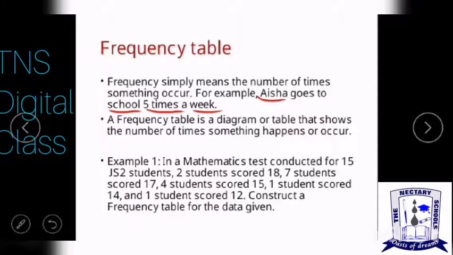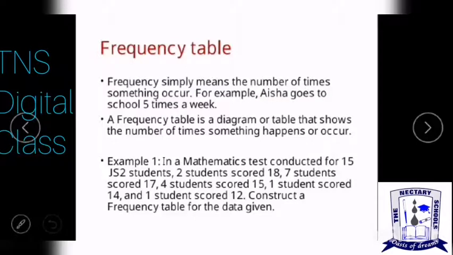A frequency table is a table that shows the number of times something happens or occurs. That means a frequency table shows the frequency itself. Let's take this example for better understanding. Example 1.